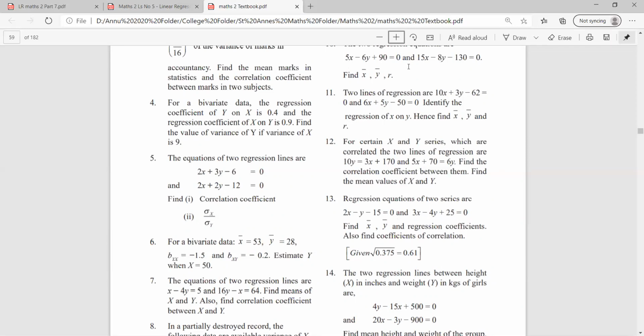So you can take case 1 and case 2. Then you can see if the condition is satisfied, bxy into byx should be less than 1, then you can say your assumption is correct. If not, then the turn of case number 2 will come. After that, you can solve both the regression equations simultaneously to get the values of x bar and y bar.